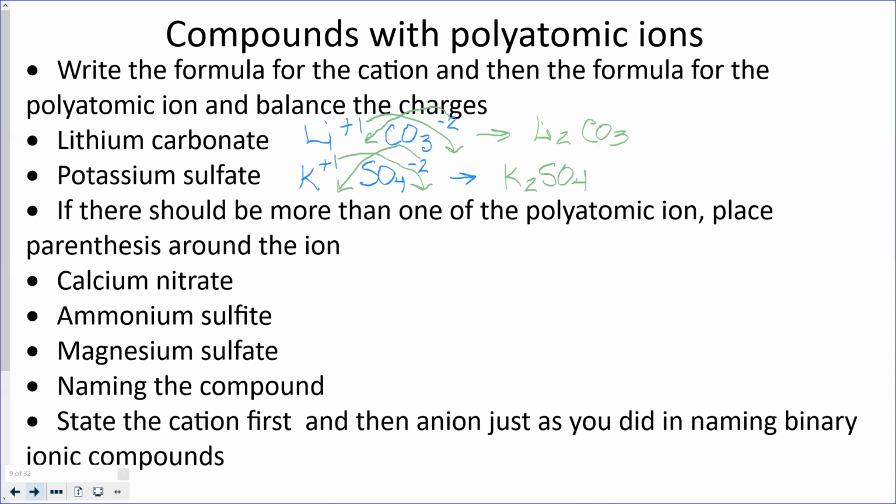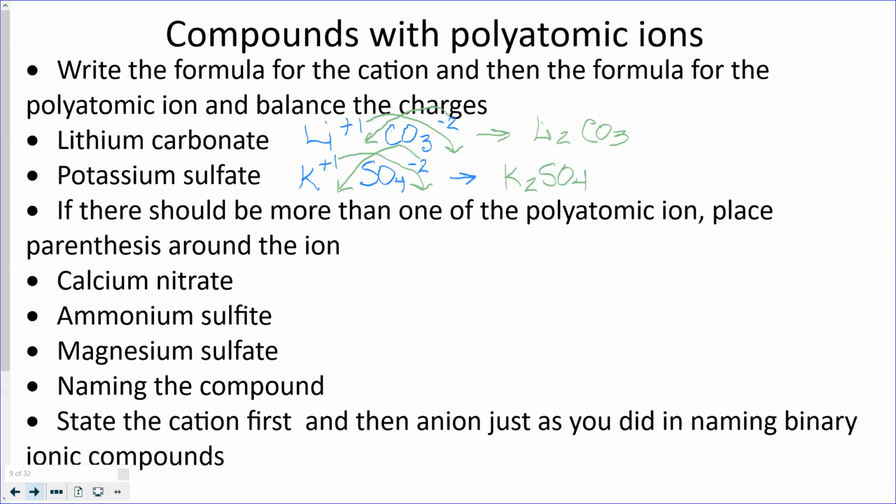Where this can be a little bit more difficult is if we should have more than one of those polyatomic ions. So our cation, or whatever that first one is that we're crisscrossing, does not have a charge of 1. When we're supposed to have more than one of the polyatomic ions, how we signify that is we place parentheses around the polyatomic ion with that subscript on the outside. So to show you what this looks like, let's look at calcium nitrate.